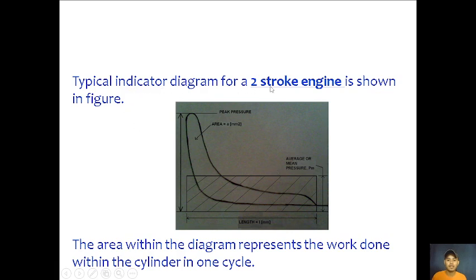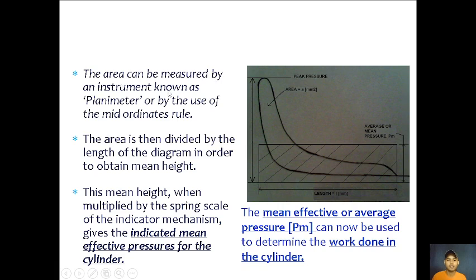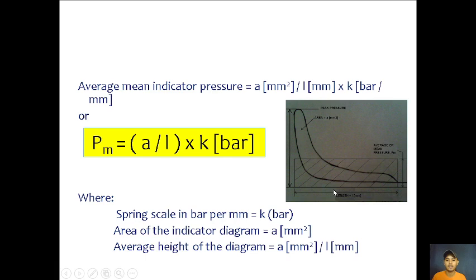A typical indicator diagram for a two-stroke engine is shown in this figure. The area within the diagram represents the work done within the cylinder in one cycle. So this area, the banana, is the work done. The area can be measured by an instrument known as a planimeter or by use of the mid-ordinates rule. The area is then divided by the length of the diagram in order to obtain mean height. This mean height, when multiplied by the spring scale of the indicator mechanism, gives the indicated mean effective pressure for the cylinder. The mean effective or average pressure can now be used to determine the work done in the cylinder. So this will be the formula, but this topic will be discussed in our classroom.